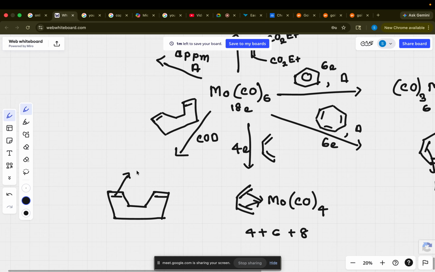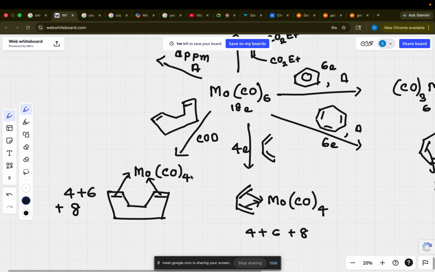So this is donating electrons to the molybdenum center. This pi bond is also donating electrons to the molybdenum center. So what do you have? 4 electrons I am donating from this ligand. Molybdenum has 6 electrons, 4 plus 6 is 10. How many electrons are left? 8 electrons left. So that means this molybdenum will have 4 carbonyl groups, CO whole 4.